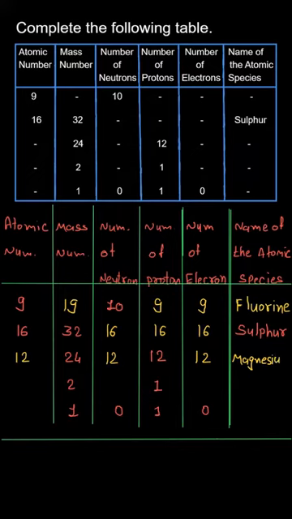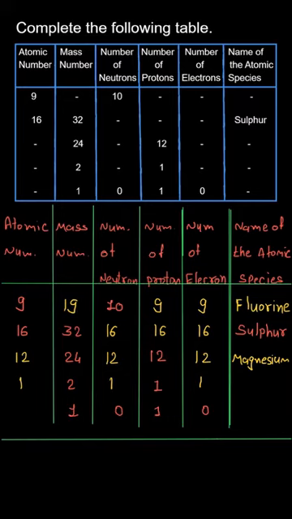Similarly, in the next part, we have been given the mass number to be equal to 2 and the number of protons to be equal to 1. So there will be one neutron, that is 2 minus 1, and since the number of protons is 1, your atomic number will also be equal to 1, and the number of electrons will be equal to the number of protons, so they will also be equal to 1.